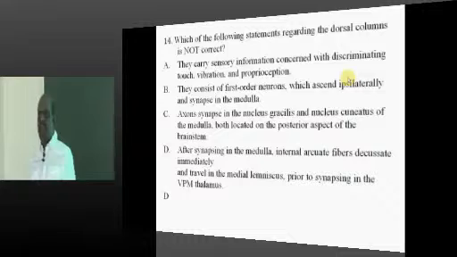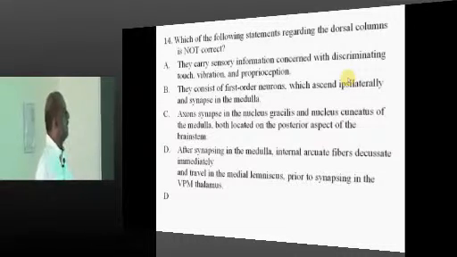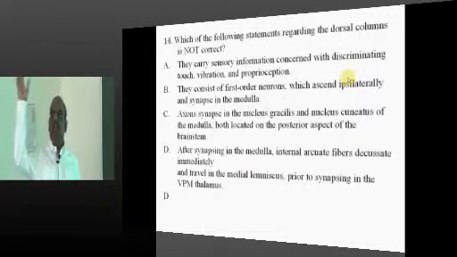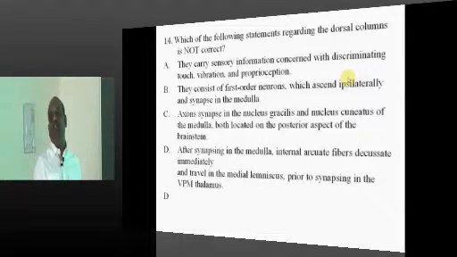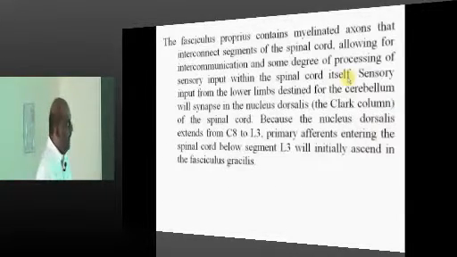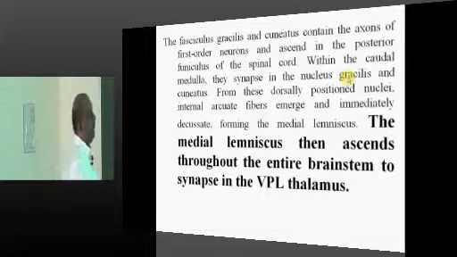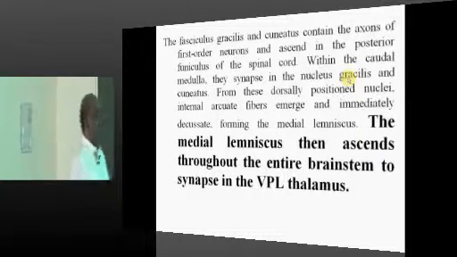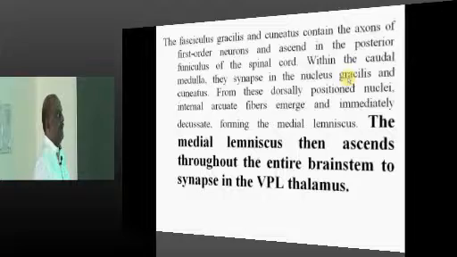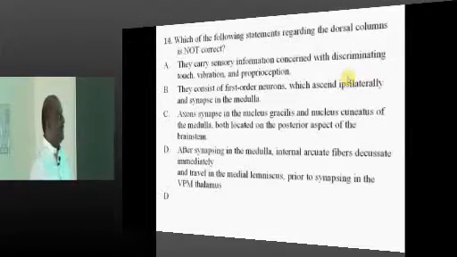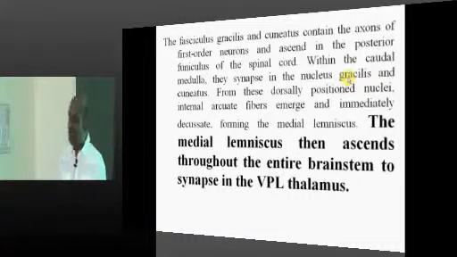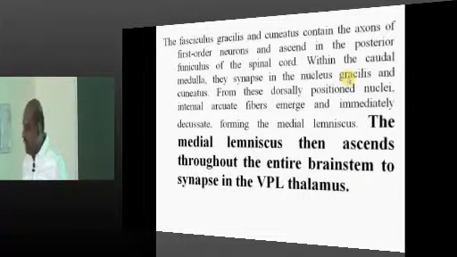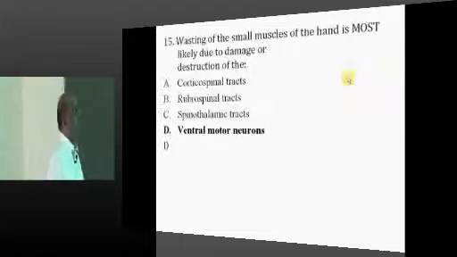Now, coming to the dorsal columns. Where will the dorsal columns ultimately reach in the thalamus and which nucleus will they innervate? Ventro-posterior. The medial lemniscus will ascend and it will ultimately synapse on the ventro-posterior lateral nucleus, not the ventro-posterior medial nucleus, is what you have to ultimately remember.